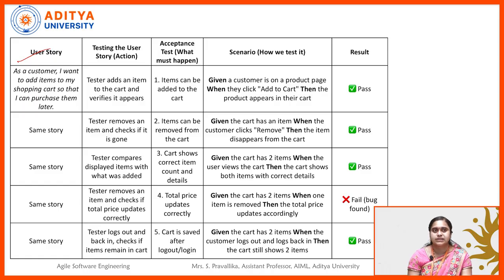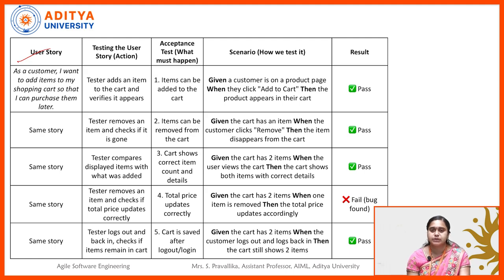So what was the customer's point of view here? As a customer, I want to add items to my shopping cart so that I can purchase them later. For example, let us take an online shopping app or an online grocery app. Whatever it might be, you take an application which is working online, such as Flipkart, Amazon, whatever it might be. You can have any example from your perspective. So we are just taking an online shopping app.